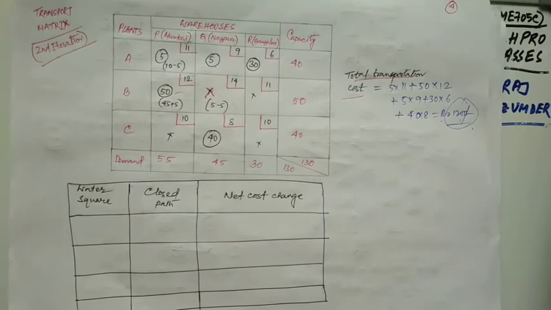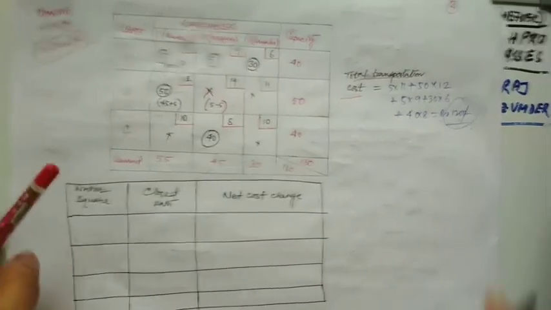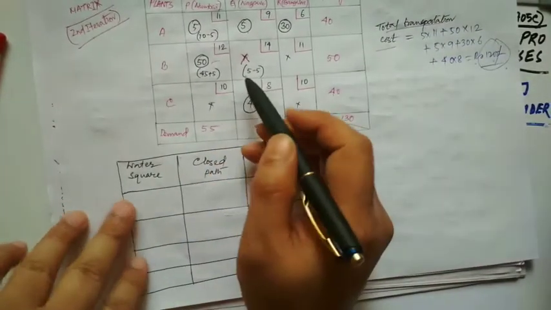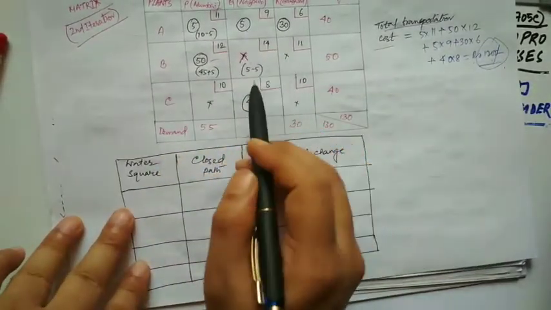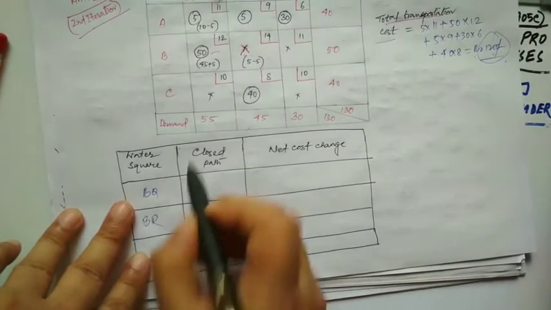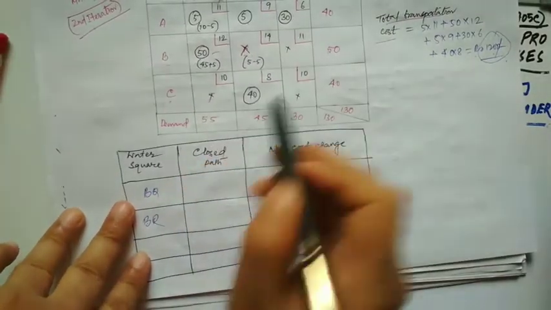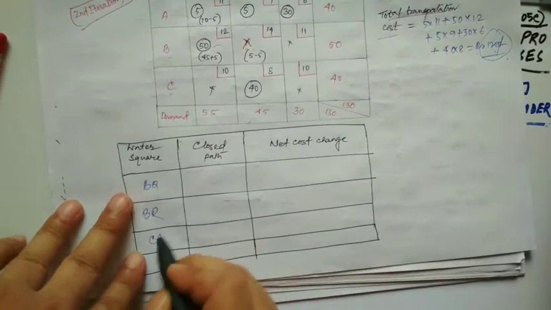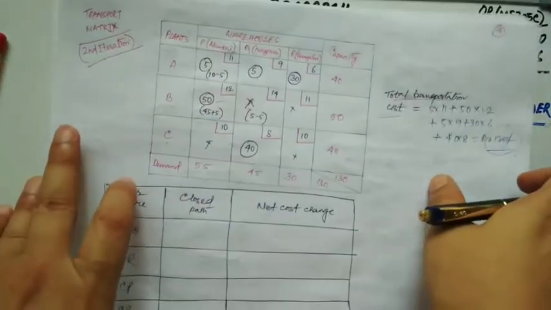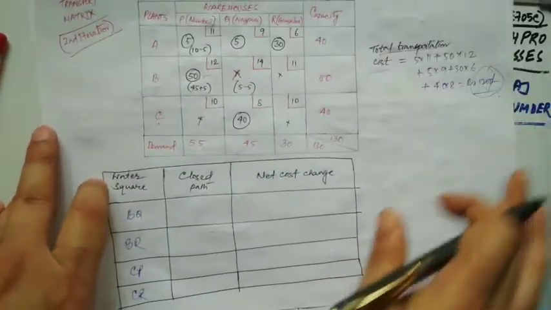Now again we have to calculate the water squares. Just calculate which are the water squares. You can see these are all allocated, so no water square there. These are the water squares: BQ and BR, and then CP and CR. Just a few more minutes and we will be at the optimality table, or the solution will be optimized.